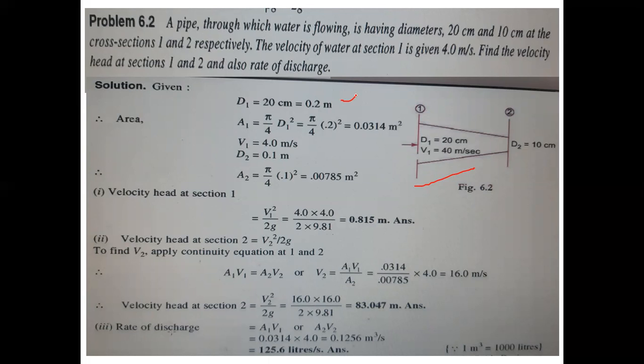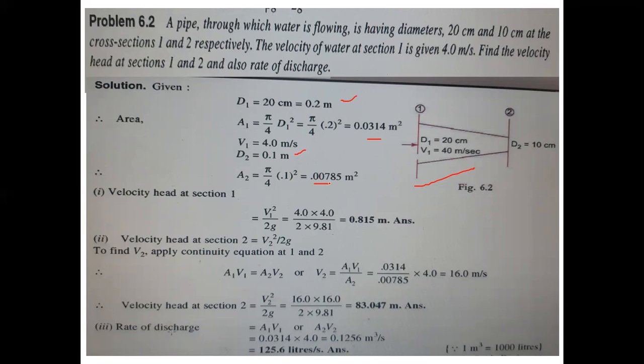Then the area A1 is equal to pi d square by 4, that is equal to 0.03. Then the V1 is equal to 10 centimeter. What is the velocity? The velocity is 4 meters per second. Next, the V2 is equal to 0.1 meter. And the area is 0.007 meter square. So this is the basic data we get from the question.